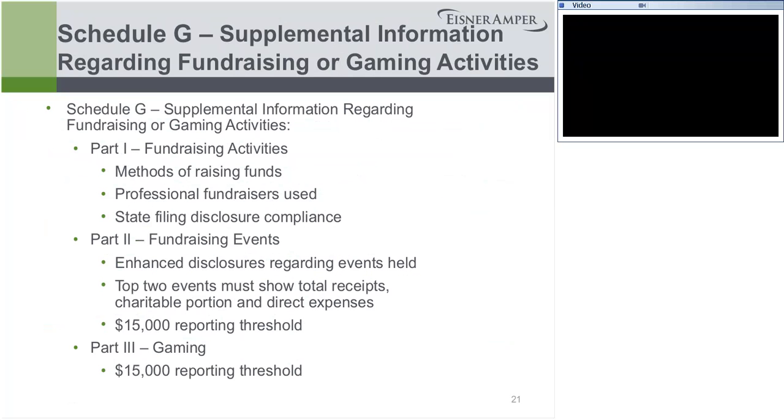Schedule G, fundraising or gaming activities. Well, in Schedule G, if you have a nonprofit that holds a special event, you're probably going to see Schedule G. And Schedule G will ask them to break out their 3 largest special events. So you can think of G as gaming, or you can think of G as gala, right? So they'll break out their 3 biggest events, and then all other events will be collapsed into one column.